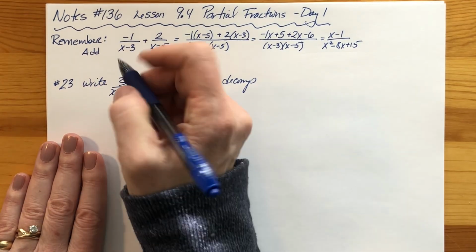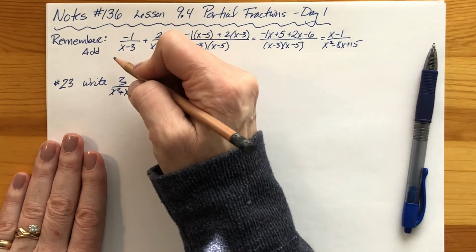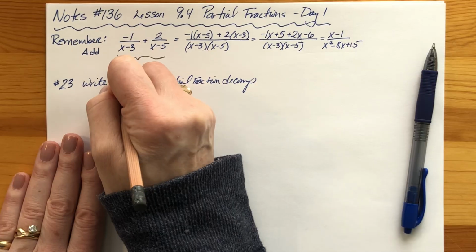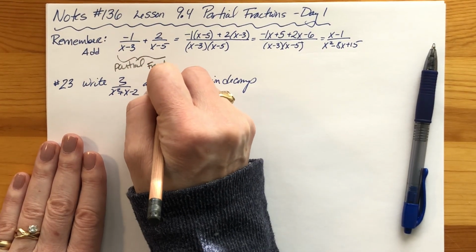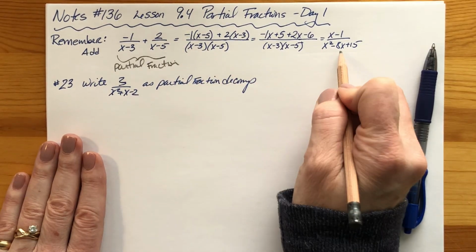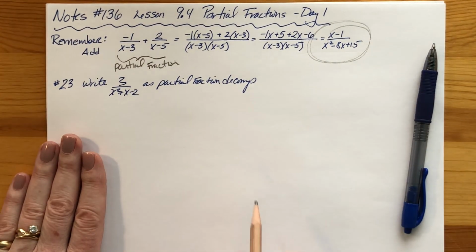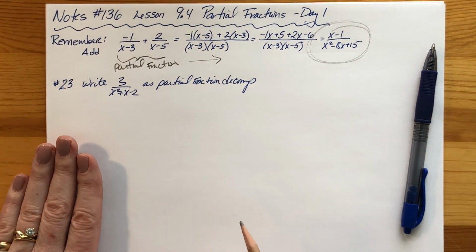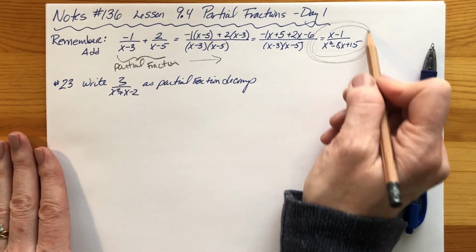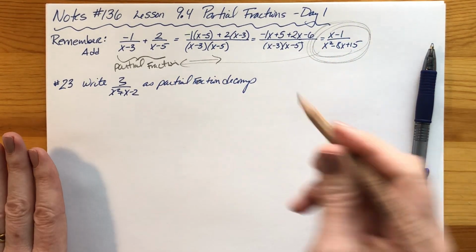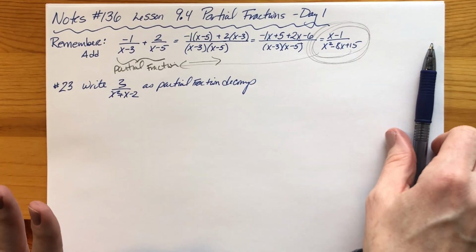We started here. What these are called, let me use my pencil, these are called partial fractions. And then we would get to the point where we got this as our answer. So we always went in this direction. Well, today we're going to mix it up and we're going to start here and I'm going to look for that partial fraction decomposition.